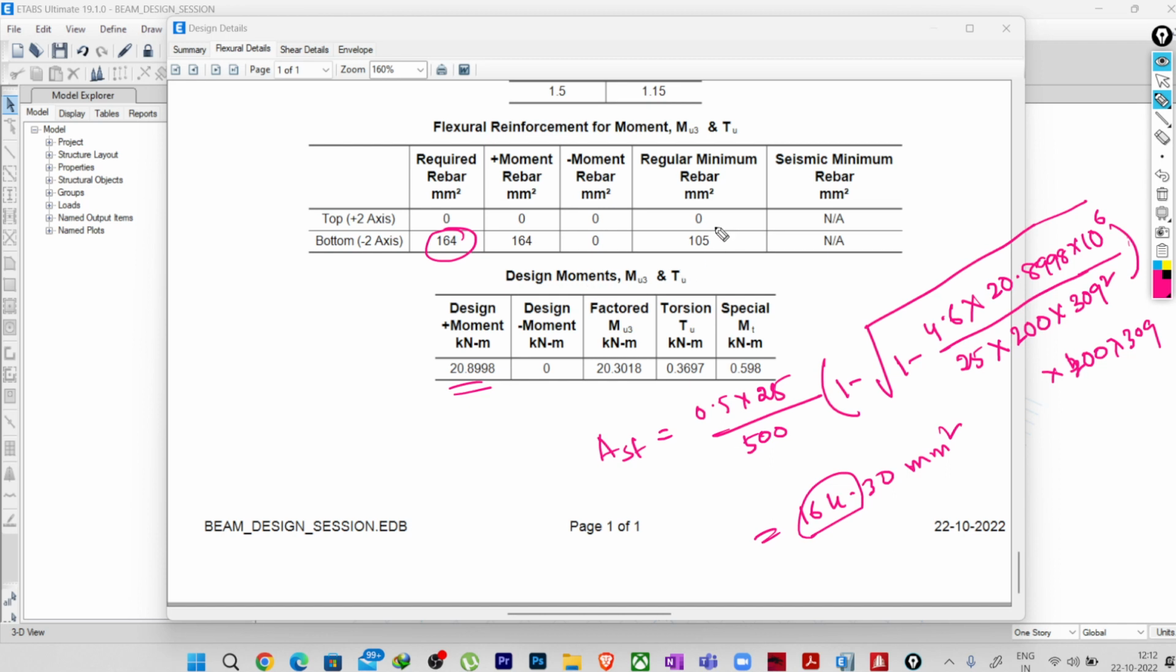Now what is this 105, the minimum rebar? Why has it been written here? Do you know the minimum amount of reinforcement that we need to provide in a beam? Minimum amount of reinforcement that we need to provide in a beam? 0.12 bd? I don't think so.